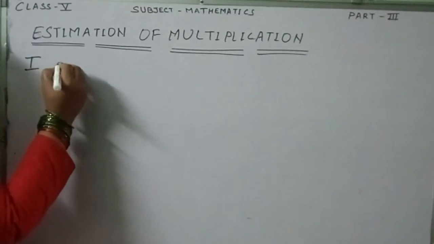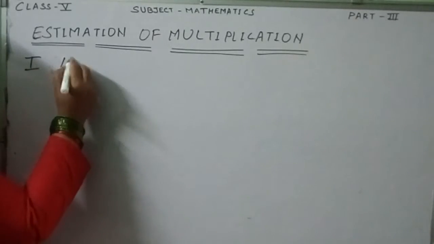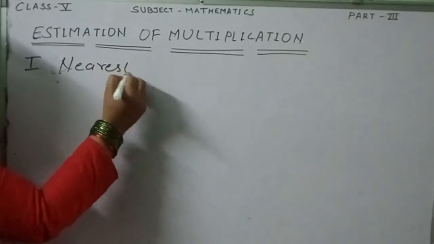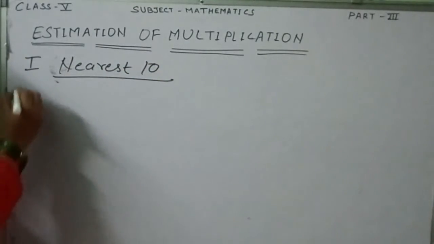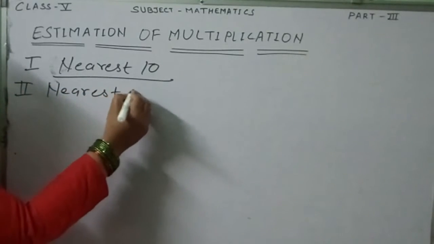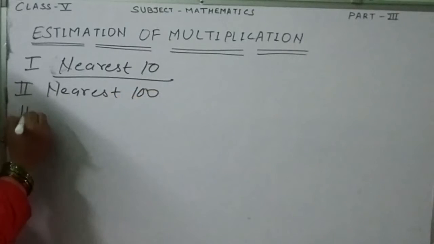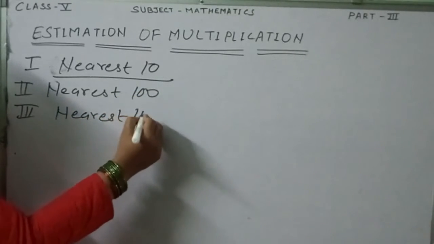First is the estimation to the nearest 10. How to estimate a number to the nearest 10. Second is rounding to the nearest 100, and third is the nearest 1000.